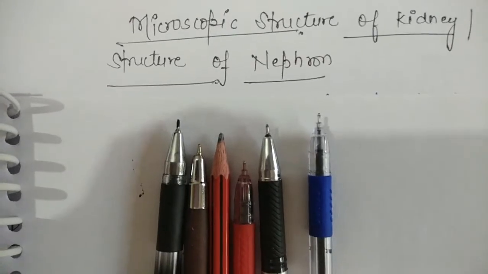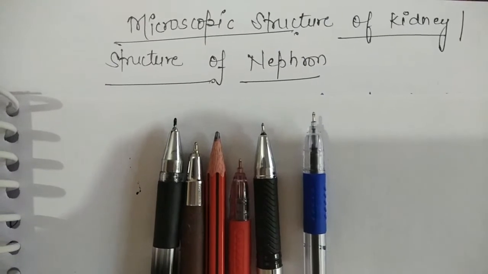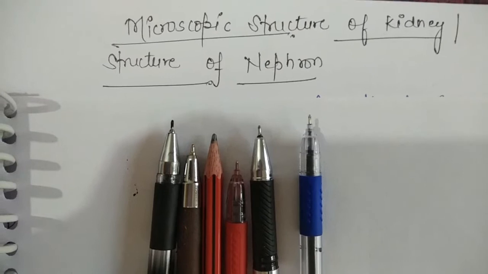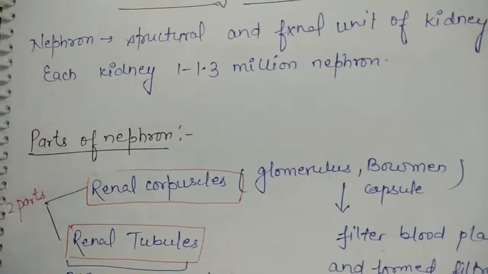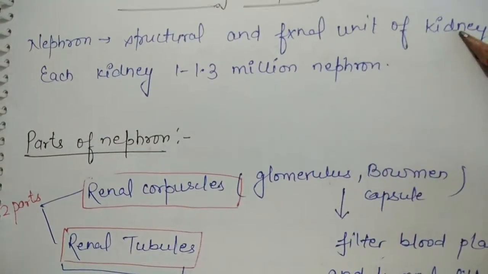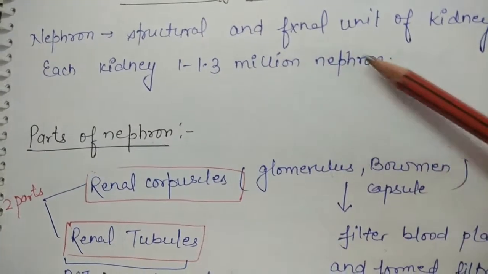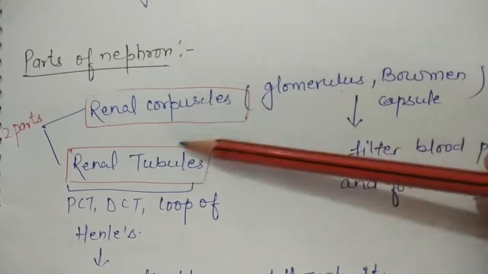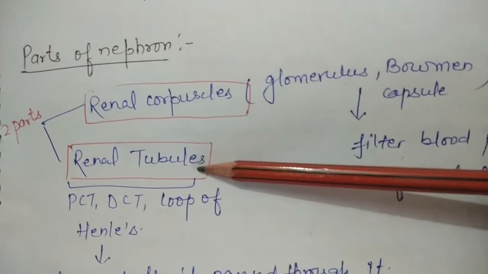Hello everyone, today we are going to discuss the microscopic structure of the kidney, or the structure of the nephron. Why the nephron is known as the functional unit, we will see in this class. Nephrons are known as the structural and functional unit of the kidney, and each kidney contains 1 to 1.3 million nephrons. The nephron is divided into two parts: one is the renal corpuscle, second is the renal tubule.